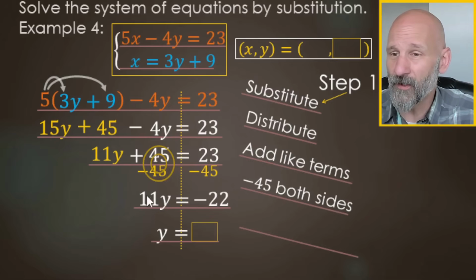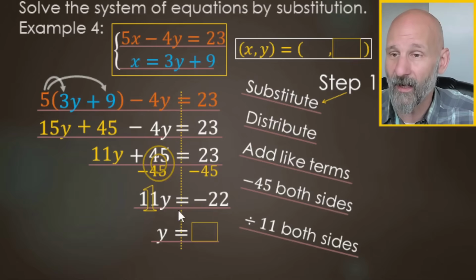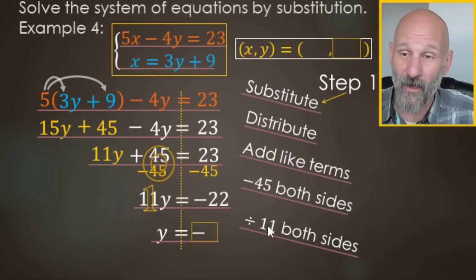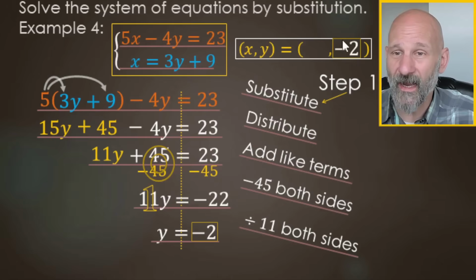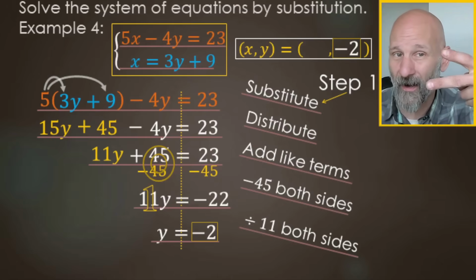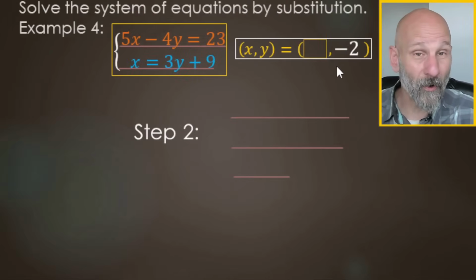Lastly, we're going to undo this 11 being multiplied by y with a divide by 11. 11 divided by 11 is just 1y equals negative divided by a positive is negative, and then 22 divided by 11 is going to make a negative 2. Okay, so we found y equals negative 2. So now we move on. We found y. Now we've got to find x. Here we go. So we know that y equals negative 2. We're going to find x.